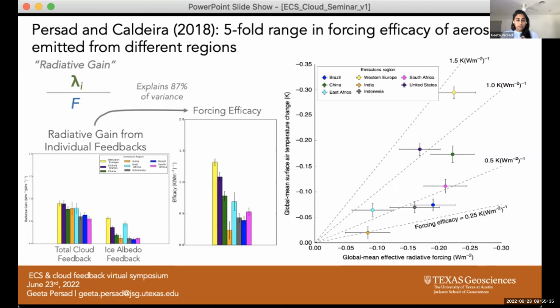variation in the efficacy. So based on this, we would propose that it's the differing ability of the spatial pattern of forcing in each of these regions to generate these cloud and ice albedo feedback processes that then drive this distinction that we get in the forcing efficacy.